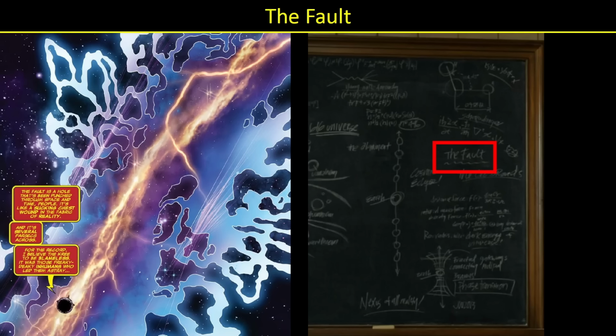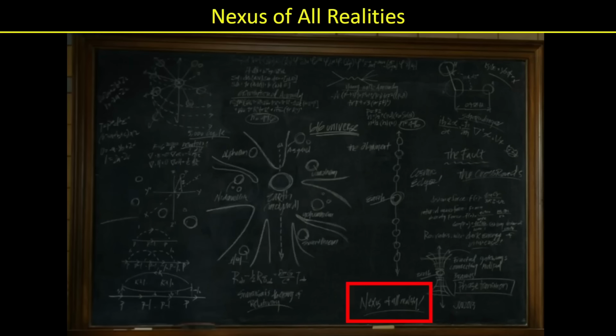The wiki doesn't cite the reason why it's saying that, but I'm wondering if they're assuming that that's how Infinity Ultron got to the Watcher. And speaking of that, notice the nexus of all reality. So this one is fascinating.